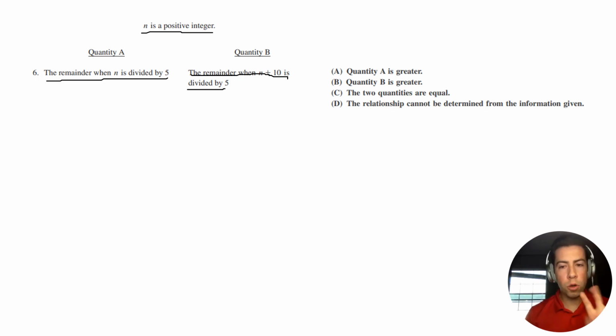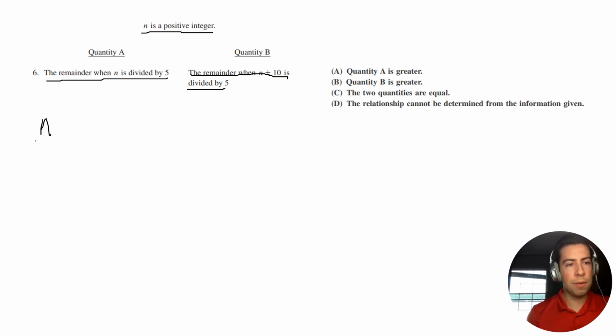All right, guys, so I want to show you 2 ways to solve this. The first way is probably my favorite way because it has to work in every single case, and I'd say it's the pure math way of going about doing this. So I'll show you that one first, and then I'll show you a simpler way to do it, okay? All right, so quantity A here is the remainder when n is divided by 5.